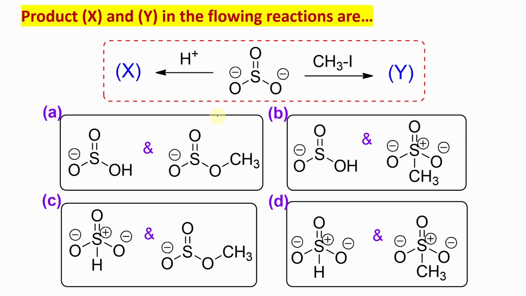Today's topic of discussion is a very small as well as interesting MCQ. Question is in front of you. What is the product X and product Y in the following reaction? So actually I have represented 4 pairs in front of you. Pair A, B, C, D. Actually they are the options.